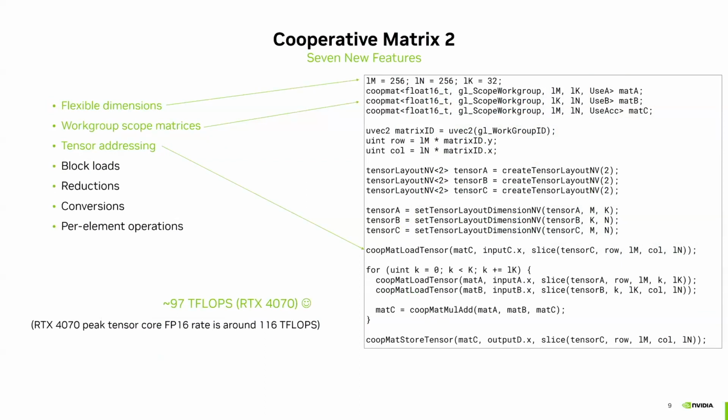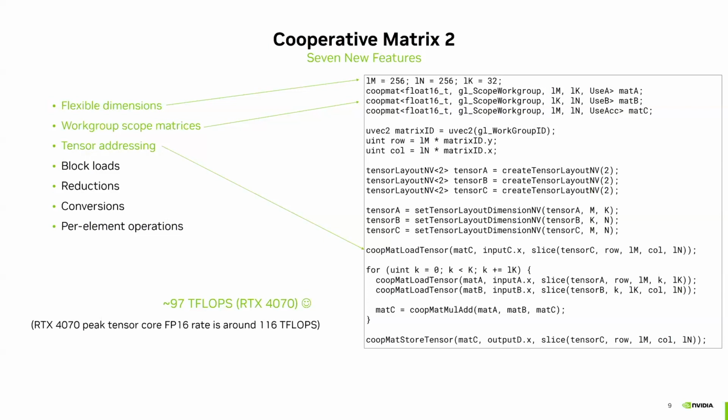So now this is the example rewritten to use Cooperative Matrix 2. So CoopMat 2 has 7 new features, and this is using 3 of them. It's using flexible dimensions, work group scope matrices, and tensor addressing. So at the top of the slide, you can see the matrices are work group scope now and using a much larger tile size. And so the flexible dimensions feature means that the driver advertises a granularity for the matrix, and any multiple of that granularity you can use.